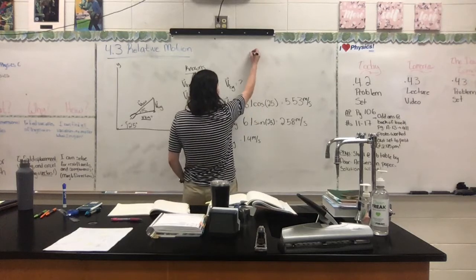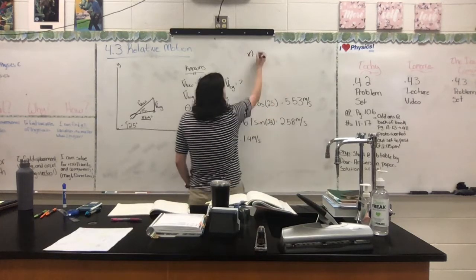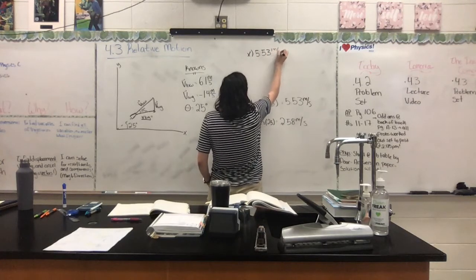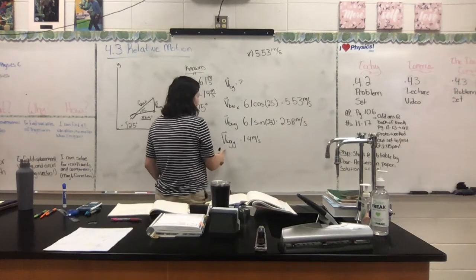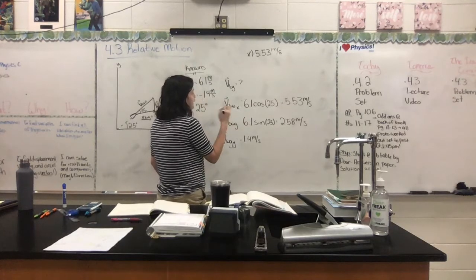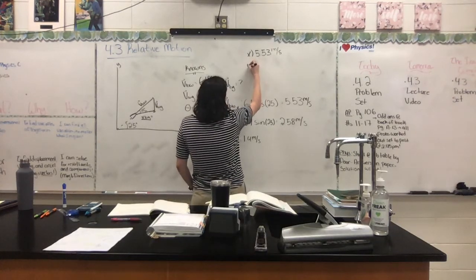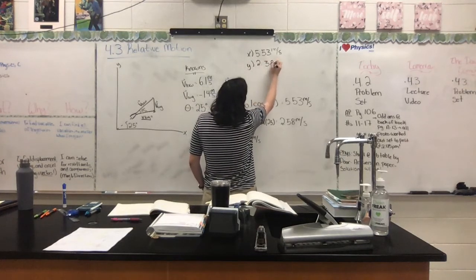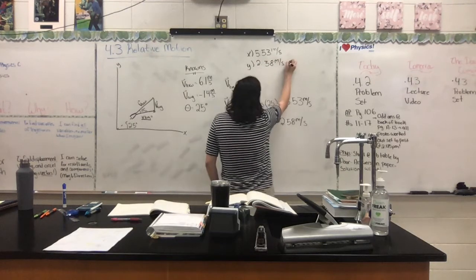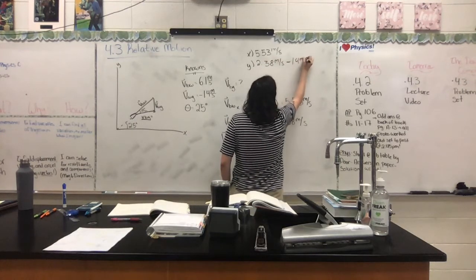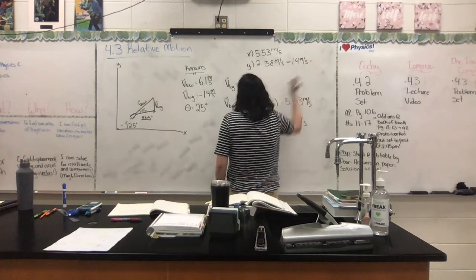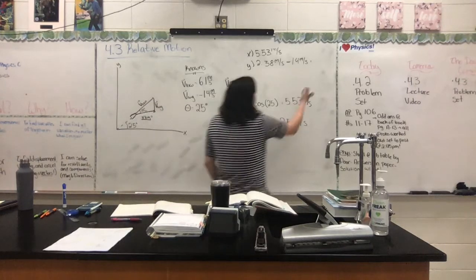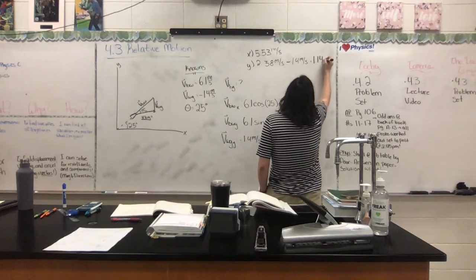So its x component is going to be 5.53 meters per second, because the x for this one is 0. So all we're going to add to it is 0, which means that the x component is going to stay that. And then the y component is going to be 2.58 meters per second minus 1.4 meters per second. And that's going to give us a y component of 1.14 meters per second.